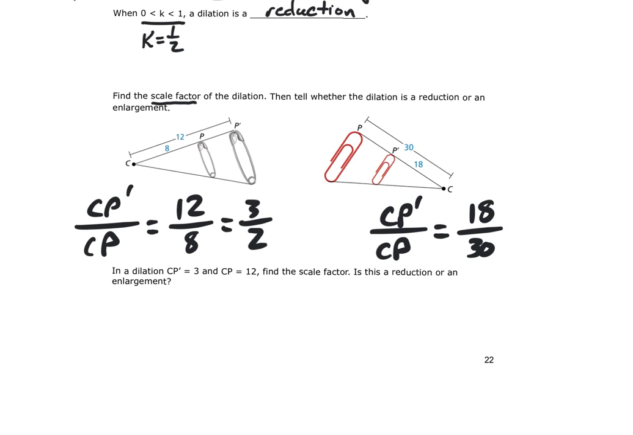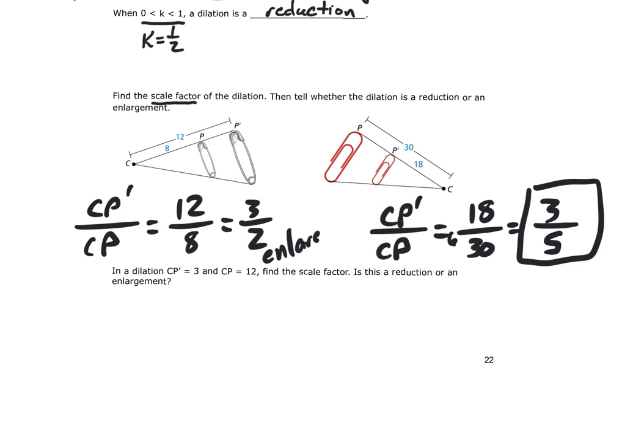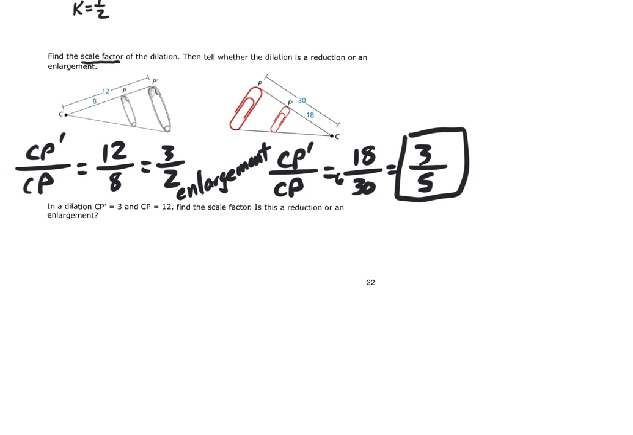So we want to take 6 out. So if I take 6 out of both of these, 6 goes into 18 3 times, 6 goes into 30 5 times. If I had taken 2 out, then it wouldn't be completely reduced. If I had taken 3 out, it wouldn't be completely reduced. So make sure you take the largest number out, and we say here that our scale factor is 3/5. Your scale factor may just be a fraction, and that's okay. This one here is an enlargement because it's bigger than 1, which means this one here is a reduction.